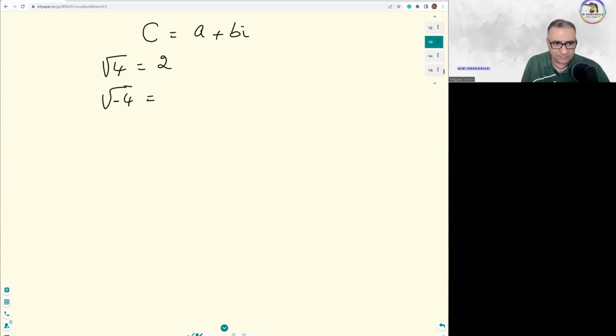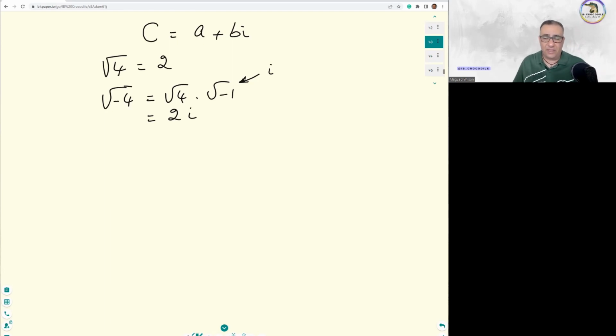I can rewrite this as root 4 times square root of negative 1. You can combine over multiplication or division under the square root, that is fine. And then square root of negative 1, we call it i, or the imaginary number. So this is imaginary, not real. Root 4 is 2, root minus 1 is i, so root negative 4 is 2i, as a complex number, where i is the imaginary number.